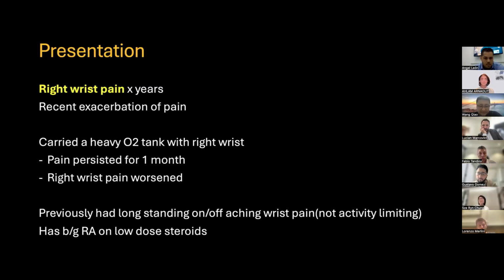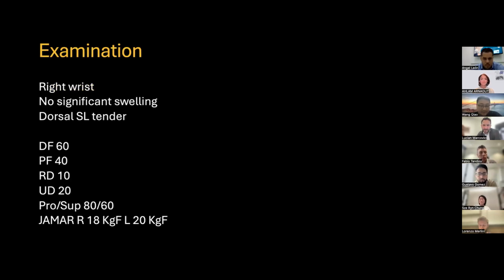Previously, she described the pain as more like an on and off aching kind of pain, not really affecting her daily activities and work. But now apparently it is worse. She also has this background of rheumatoid arthritis, which she has been treated for with low dose steroid. This is the physical examination on her first visit to us. It shows there's no significant swelling. The pain is mostly around the dorsal SL region. There is some limitation of the wrist range of motion, and the right hand, which is the dominant hand, shows slightly lower grip strength compared to the left hand.